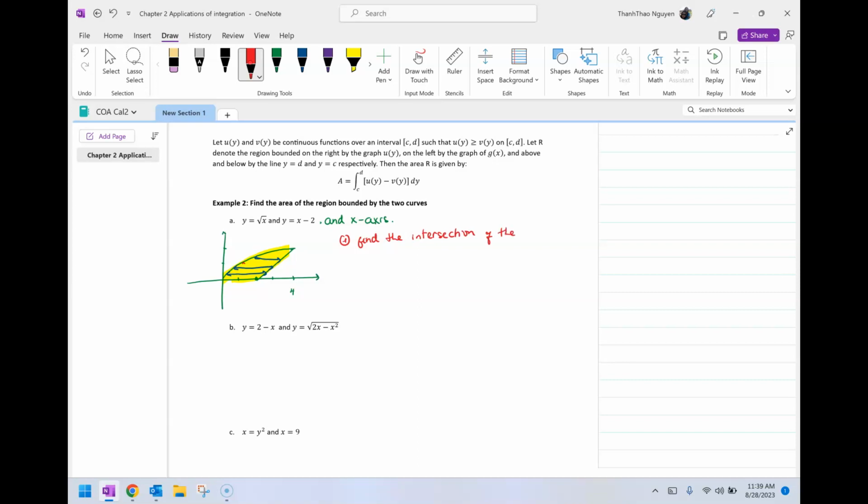First, find the intersection of the curves with respect to y. We can see that the intersection of these curves with respect to y, we will integrate from 0 to 2. The second step is to set up and evaluate the integral.